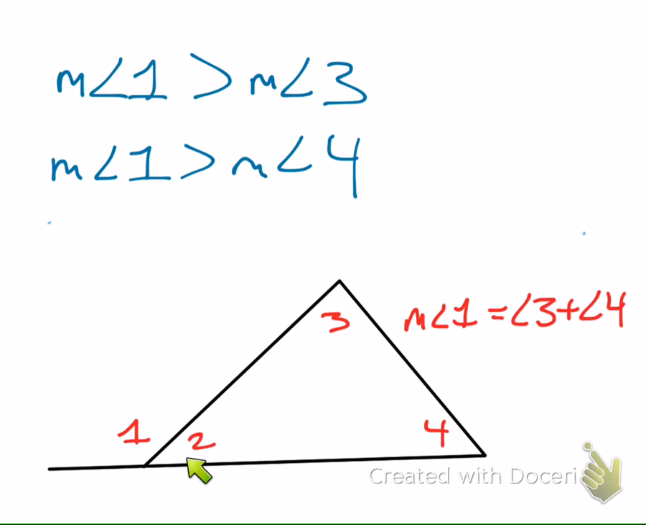And even though 1 looks greater than 2 here, I can't prove that by this theorem. Okay? I know these 2 together add to 180, but without knowing one of them, I can't find the other. Okay? So this is the first theorem. It's 5.8, the exterior angle inequality.